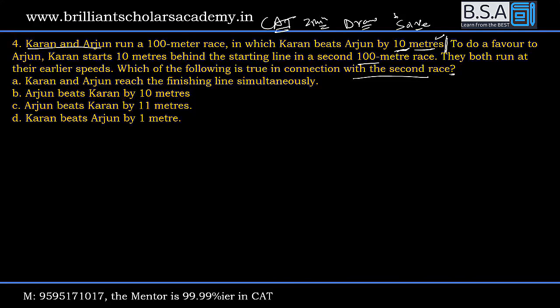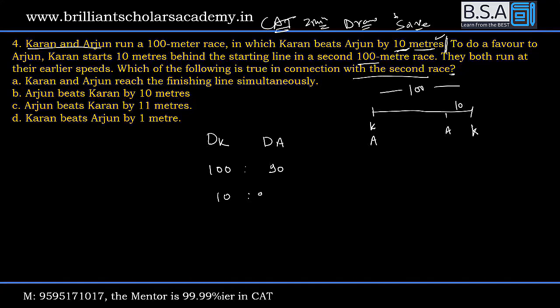First part is very straightforward. What it means is, Karan and Arjun start the race. Karan beats Arjun by 10 meters. What was the length of the race? 100 meters. So this tells me the distance traveled by Karan is 100 meters. In the same time, the distance traveled by Arjun is 90. So I can create a ratio of their distances, 10 by 9.